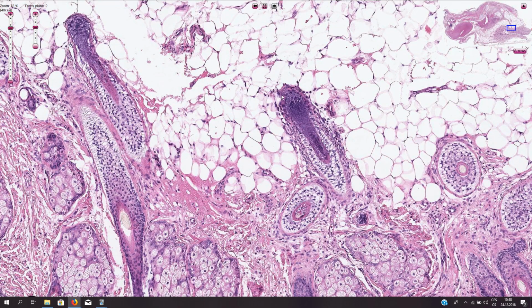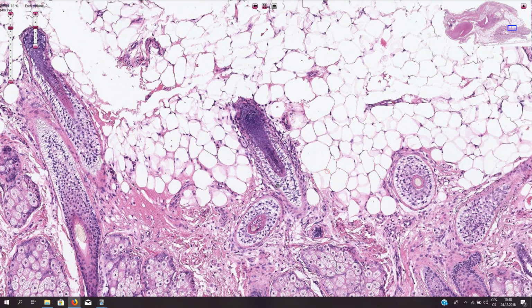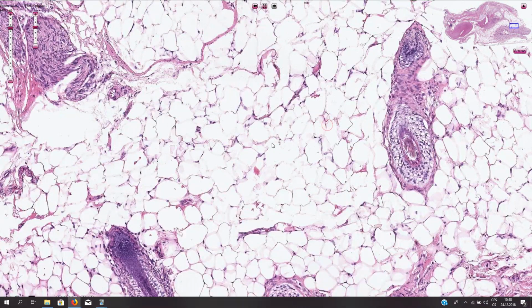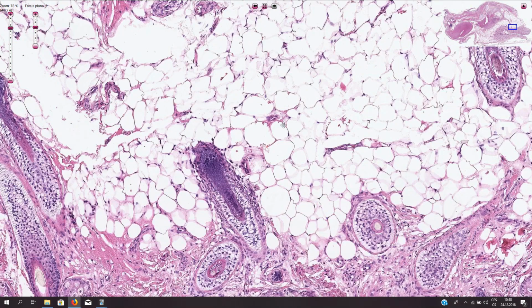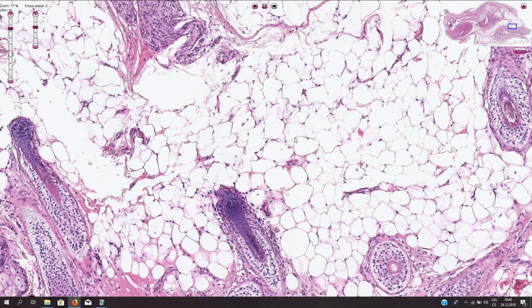Here we see the basal part of the hair follicle with papillary mesenchymal body or the hair bulb. And here we have the outer root sheath cells with this clear cytoplasm. This is another papillary mesenchymal body or the basal part of the hair follicle. We go deeper. Here we have the adipose tissue.